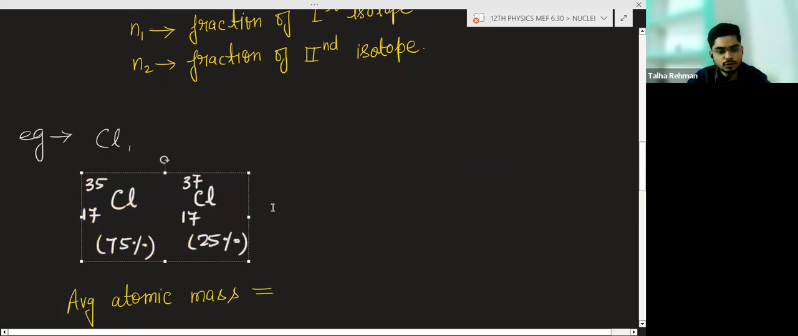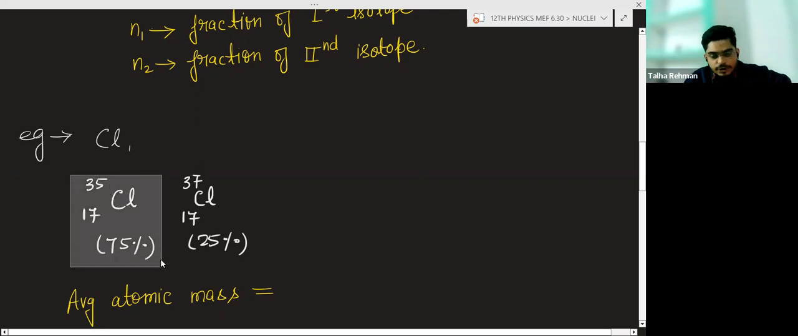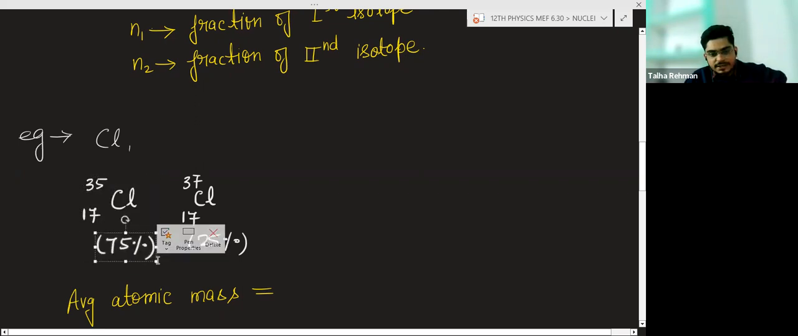We find chlorine in nature. There are two different chlorine atoms of the same element found in nature, having different composition. For example, this type of chlorine atom is 75%, and this type of chlorine atom you will find in nature 25%. This has the atomic number 17, but different mass numbers, 35 and 37.